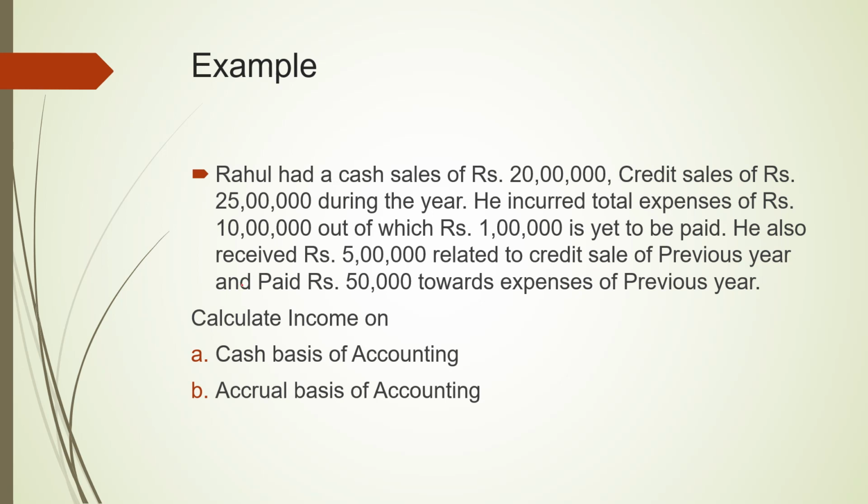Same way, he has paid rupees 50,000 towards expense of the previous year. So the expense was incurred in the previous year but was not paid. It was still to be paid and got paid in the month of, say, April. Like the salary of the employees for the month of March gets paid in the month of April. But it is a salary expense of the previous accounting year that got paid in the current accounting year.